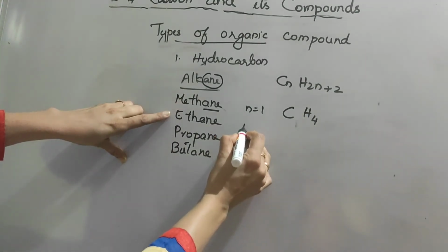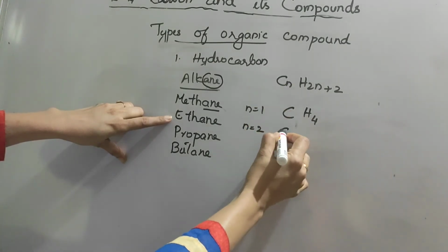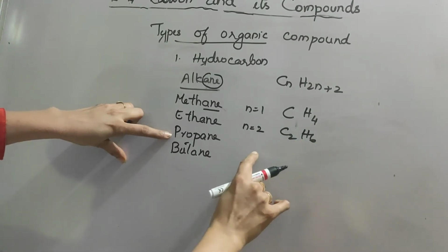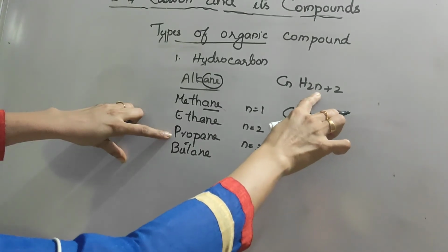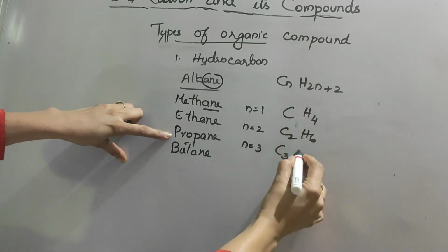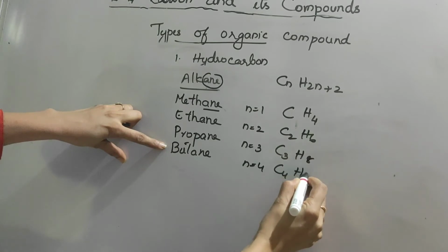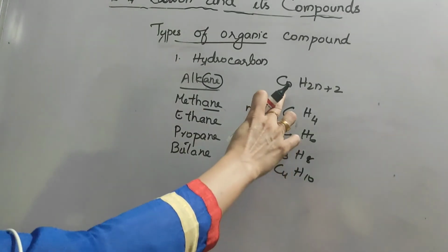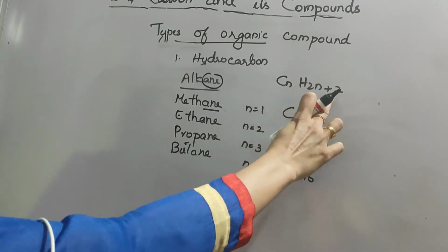And eth means the number of carbon atoms is 2. So look at that, C2, 2 into 2 is 4, plus 2 is 6. And prop means n is equal to 3. C3, 2 into 3 is 6, 6 plus 2 is 8, C3H8. n equal to 4 gives C4H10, and so on. Like this we have to write the formula. That's why we study the general formula of alkane, CnH2n+2.